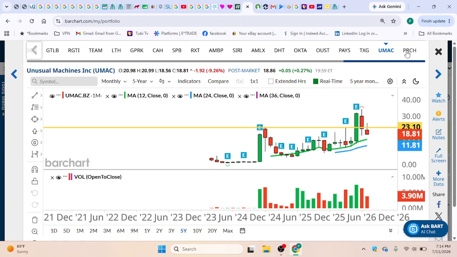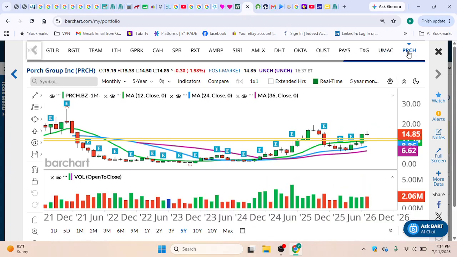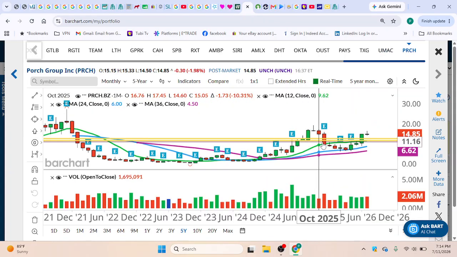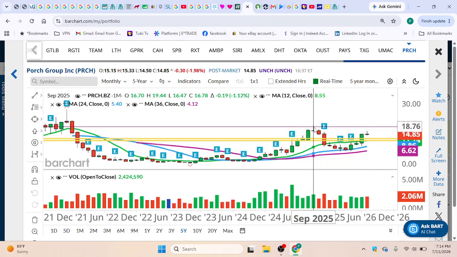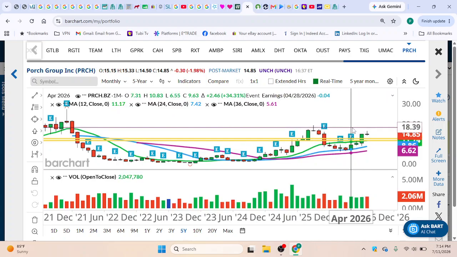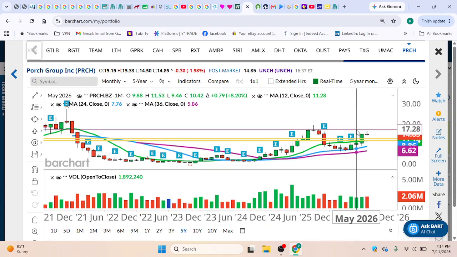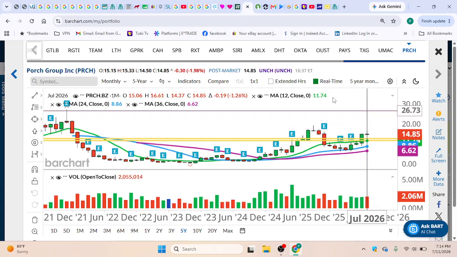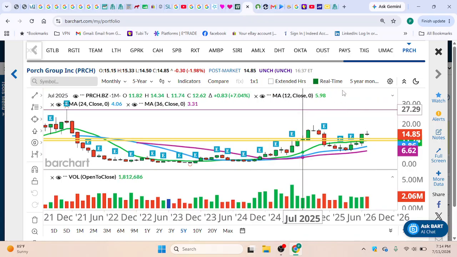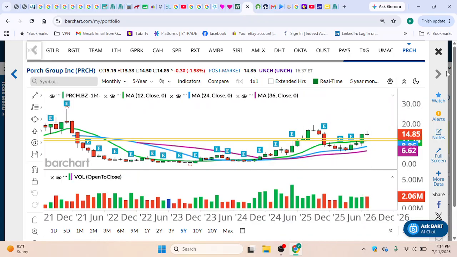Unusual Machines, no, stop me out. And Porch, I like. Porch is starting to kind of make this move up towards this previous pivot. And again, if it gets up over that area with some momentum, we've got a space or a vacuum area there to move into.